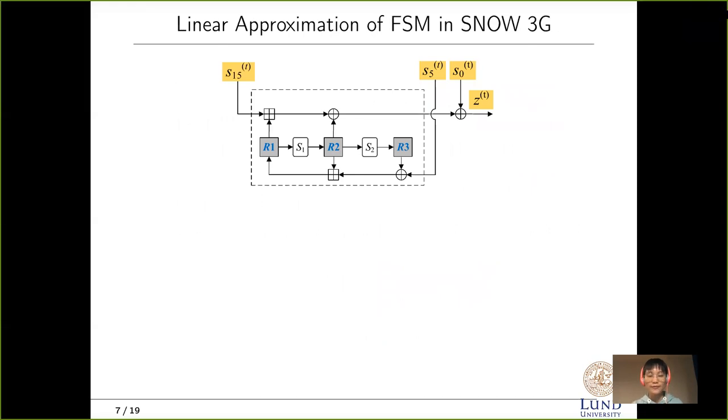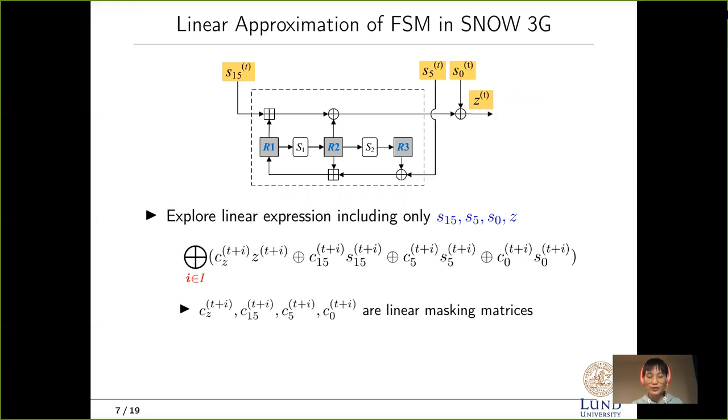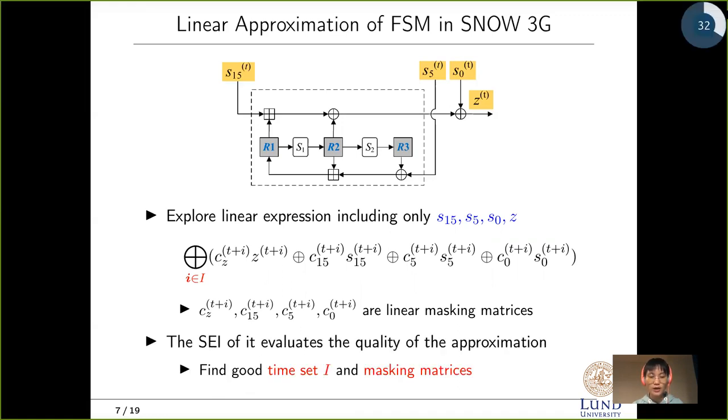Recall that the FSM takes S15 and S5 as an input, and the output is XORed with S0 to generate a keystream block Zt. Thus, we would like to explore a linear expression, including only S15, S5, S0, and Z for attempts in I, such that this linear expression is biased. Here, the C values are the linear masking matrices. The SEI of this linear expression evaluates the quality of the approximation, and the goal for us is to find a good time set I and good masking matrices such that the SEI is as large as possible.